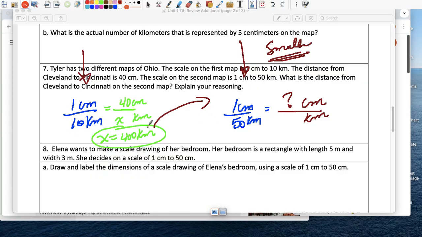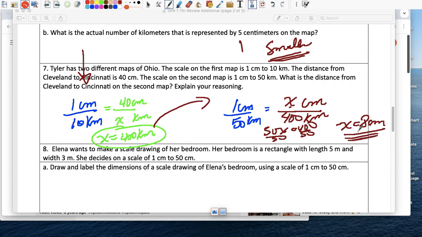So we know that the two cities are 400 kilometers apart. Using this scale, how much smaller? Well, let's see. Cross multiply: 50x equals 400. Divide by 50, divide by 50. X equals 8 centimeters. So notice the difference. In this map, Cleveland to Cincinnati is 8 centimeters. And in this map, Cleveland to Cincinnati is 40 centimeters.